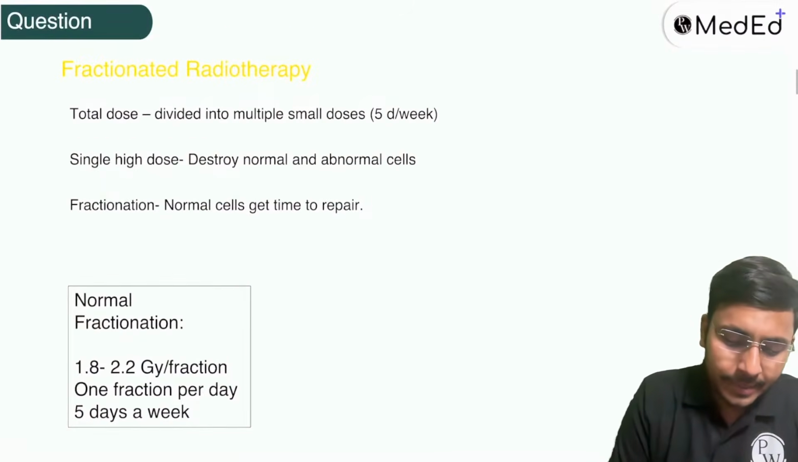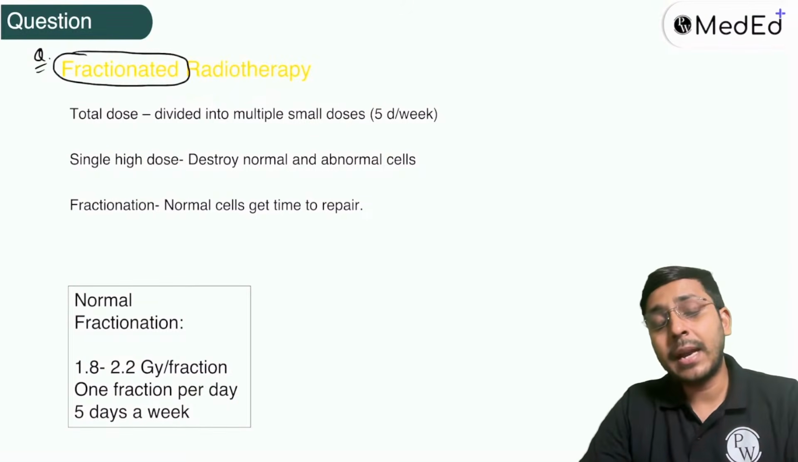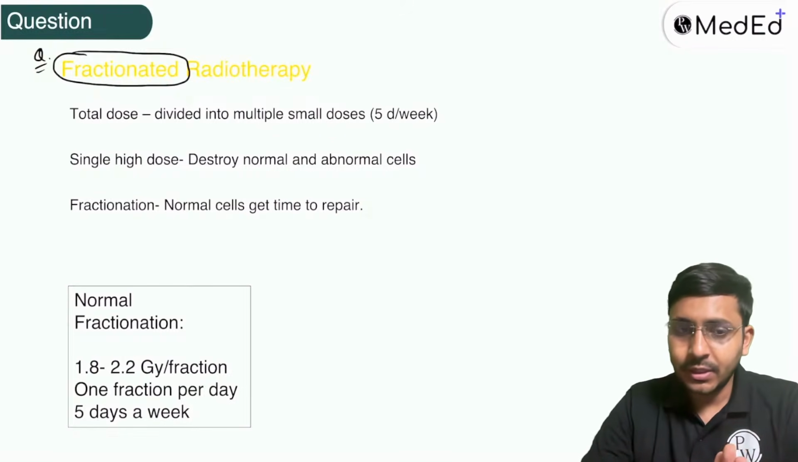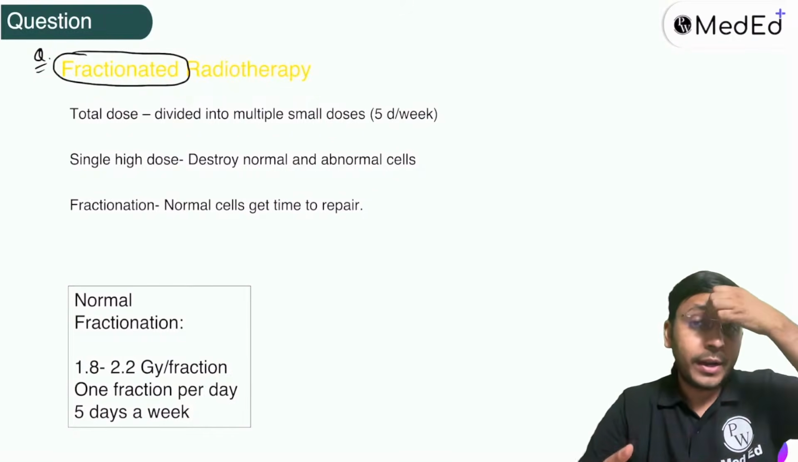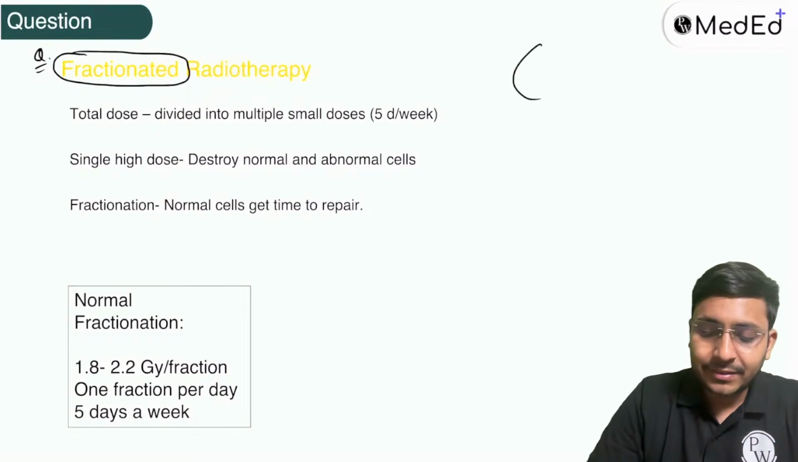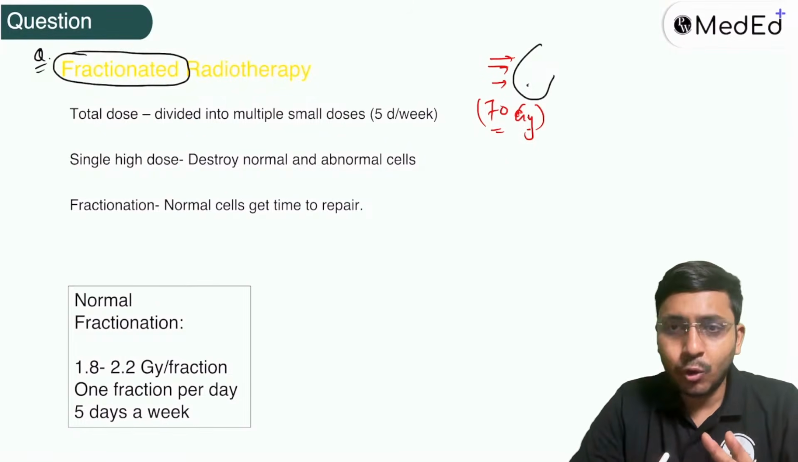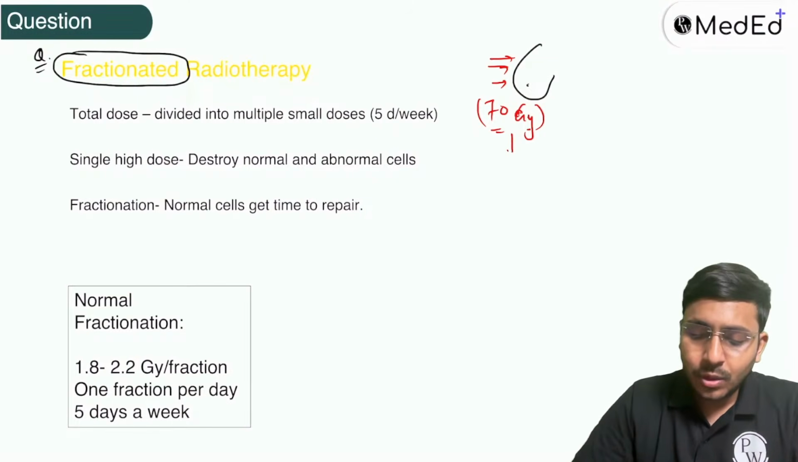So fractionated radiotherapy has been asked previously in FMG. It has not been asked in NEET PG, but I'm sure it is a very important topic because fractionated radiotherapy is a very important part of radiotherapy. Now we know that let's say you are treating a breast cancer and you decide that total 70 gray radiation is to be given to treat this. You can't give the entire radiation at one go. So what do you do? You divide this into multiple doses. And each dose is known as a fraction.